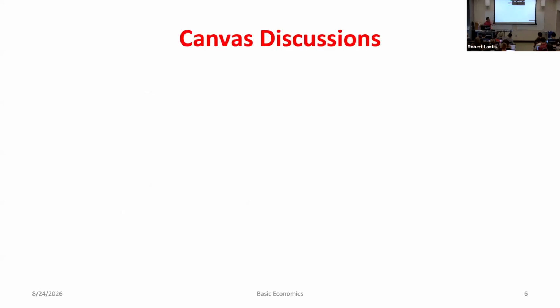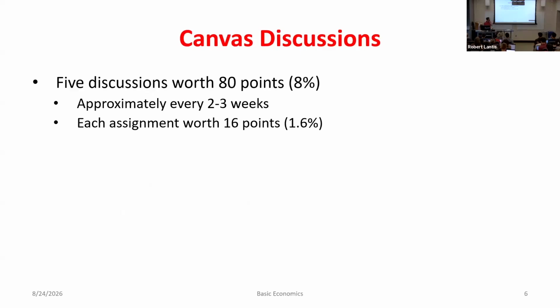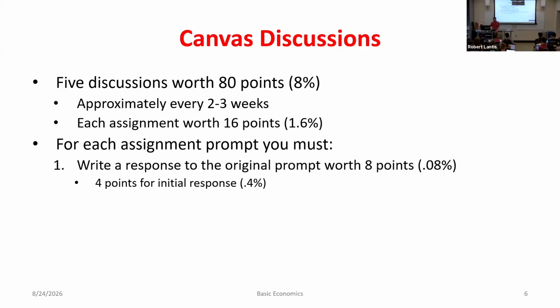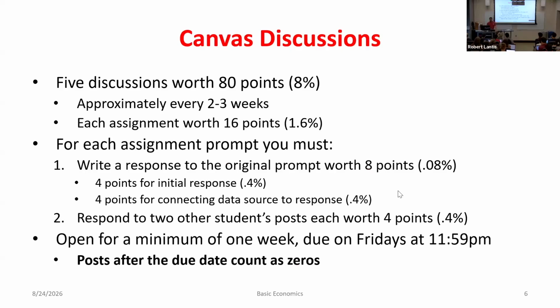So I mentioned these Canvas discussions earlier. They're going to be about every 2 to 3 weeks, and we're going to have 5 of them throughout the semester. It's a little bit weird in terms of how the weighting is. It's not nice and easy, but it's 1.6% for each assignment. Have you guys done discussion board things in other classes prior? I see a lot of head nods.